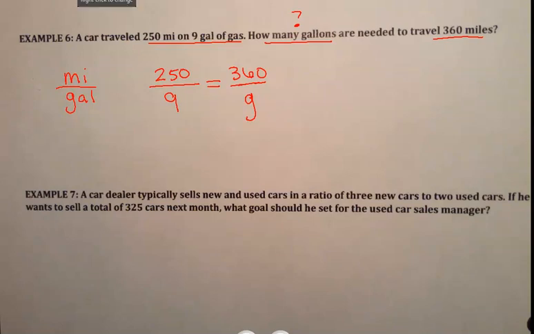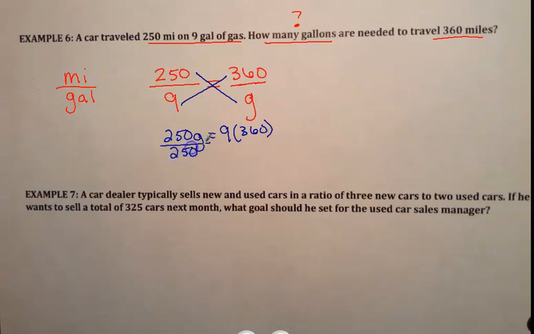All right, so let's solve this. Take the product of your extremes: 250 times G is going to equal the product of your means, 9 times 360. Again, you can do the math all out, or you don't have to. I'm not going to. Let's try it by saying I want to divide by 250, and I'll let the math fall where it will. So the 250s cancel. I'm left with G.